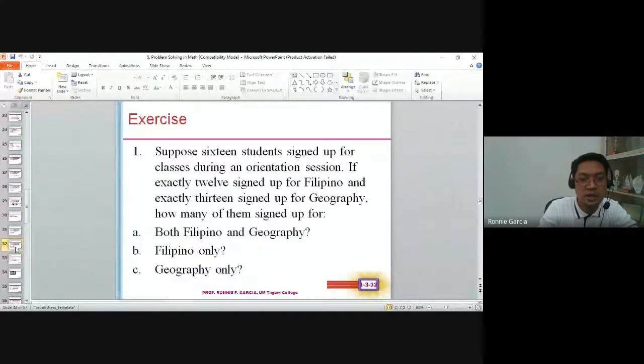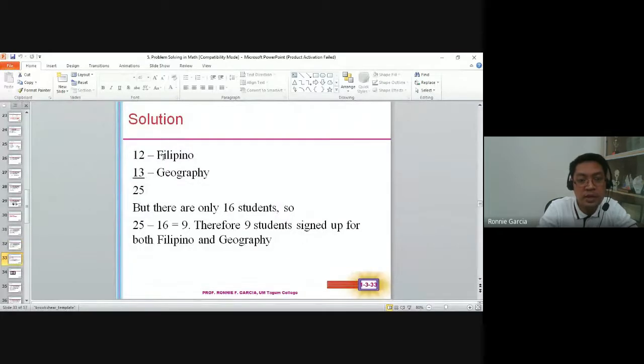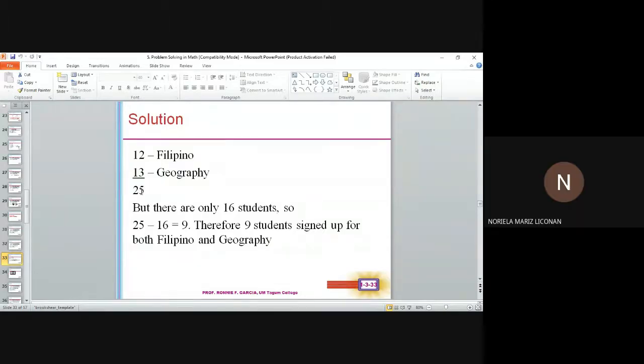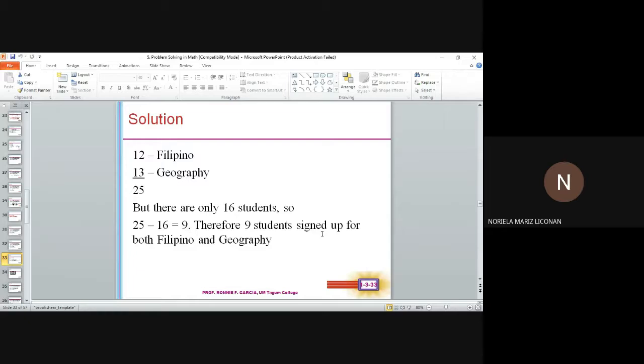So ang gisulti dito is 16 silang tanan. 12 daw kabuok ang nag-sign sa Filipino, then 13 sa geography. So kung imo ning tan-awon, 13 ug 12, daghan na kaayo. 16 man ning kabuok estudyante. So naa nagdoble-doble og giapilan. 12 sa Filipino and 13 sa geography, ang total ani 25. Pero 16 man kabuok estudyante dito. So para mahibal-an nimo kung pila ka buok ang nagdoble-doble, i-minus nimo. 25 minus 16, so naay 9 ka students nga duha ilang giapilan.